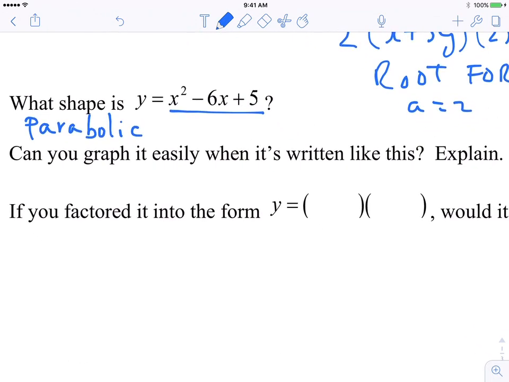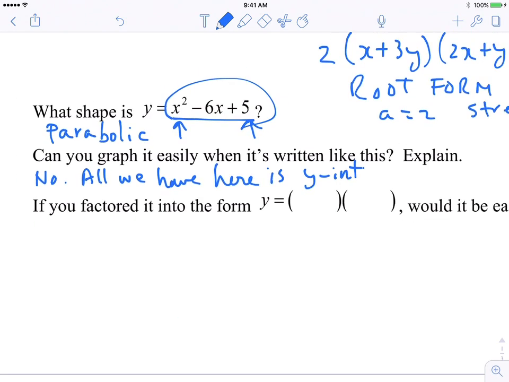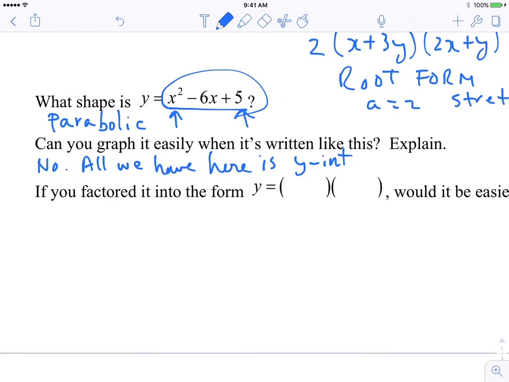Can you graph it easily when it's written like this? Well, when it's written like that, not really. So no. All we have here is the y-intercept, which is 5, right? If you plug in 0 for x, you get 0 squared, which is 0, minus 6 times 0, which is 0, plus 5. So when x is 0, y is equal to 5. So all you have is the y-intercept. There's not much else to go on there.